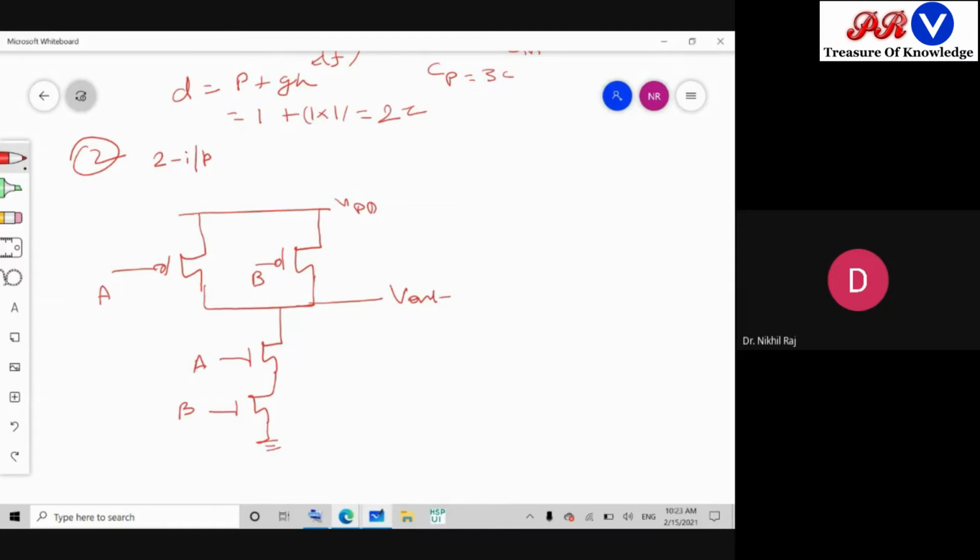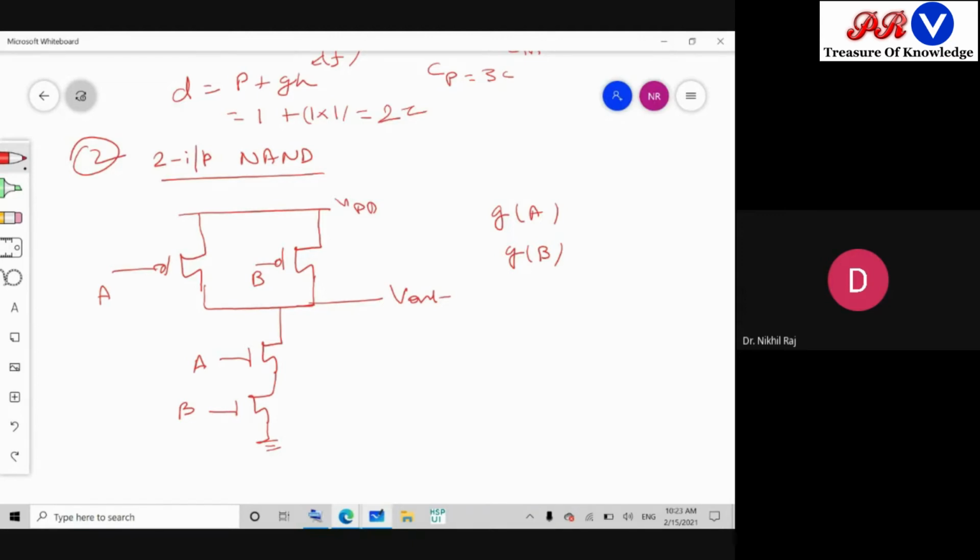So I have given the answer. So what is this gate? This is a NAND gate. So you have to find the logical effort G of A and G of B. Let's say this is the question: logical effort G of A and G of B. What will be the value?